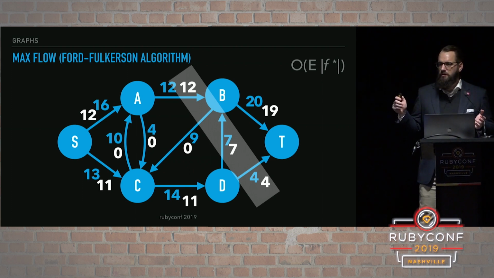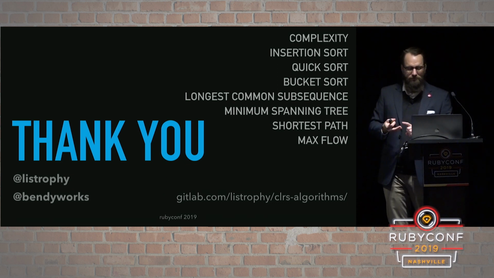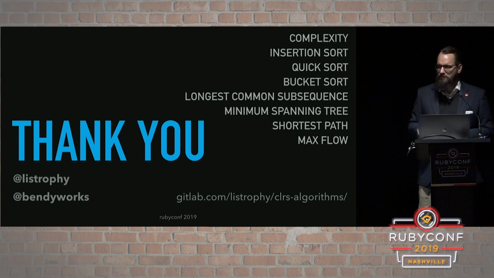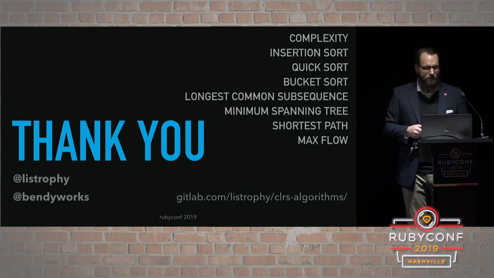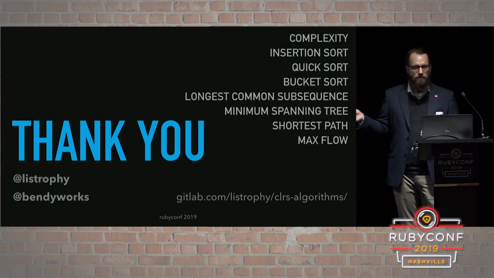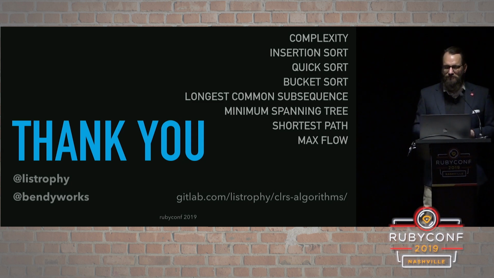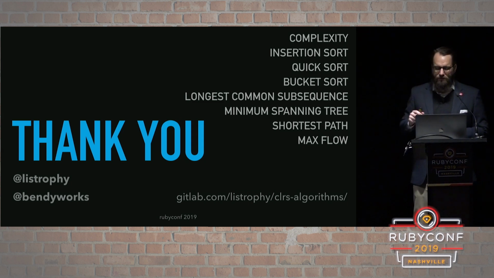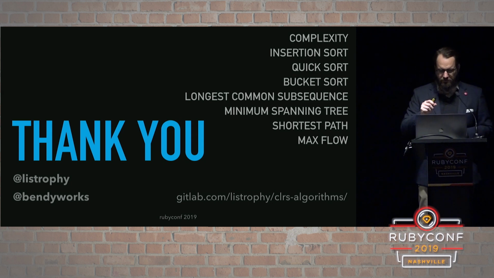Anyway, that's the algorithms that I wanted to cover: complexity, insertion sort, quicksort, and bucket sort, dynamic programming with longest common subsequence, and then 3 graph algorithms: minimum spanning tree, shortest path, and max flow. I have the code for the Shoes app and implementations of each of the other topics that I shared on gitlab.com/listrophy/CLRS algorithms.